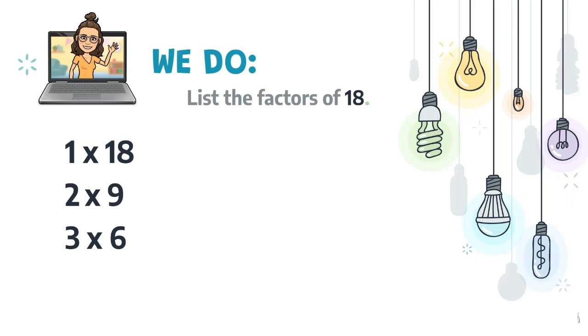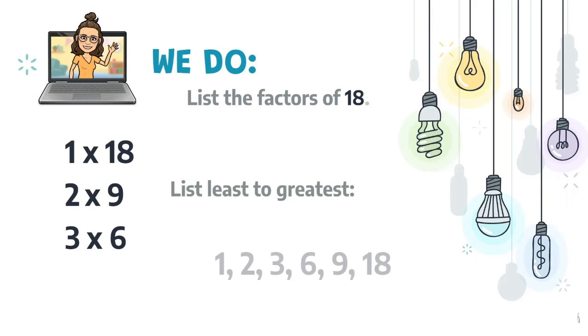Okay, what about 4? Nope, 4 doesn't work. And 5 didn't work either. So that puts us back at 6, which we already have in our list. So that's it. 3 pairs of factors for 18. Now, pause the video again so you can put them in order from least to greatest. Here's the list. I like to double check my list to make sure each number has its pair.